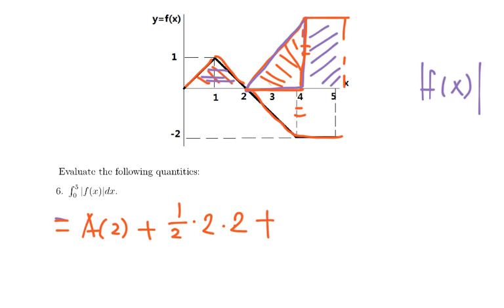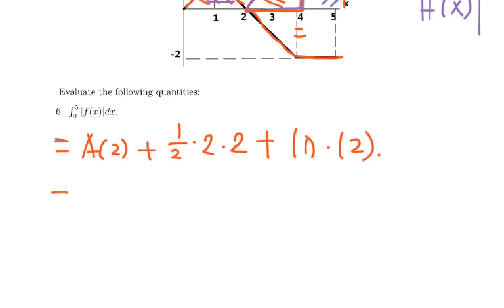And then plus the area of this third part, which is a rectangle. Its base is 5 minus 4, which is 1, times height, which is 2. Okay? Alright, so it is equal to 1 plus 1/2 times 2 times 2 is 2, plus 1 times 2 is 2, and the final result is 5. So this is the final result of this part.